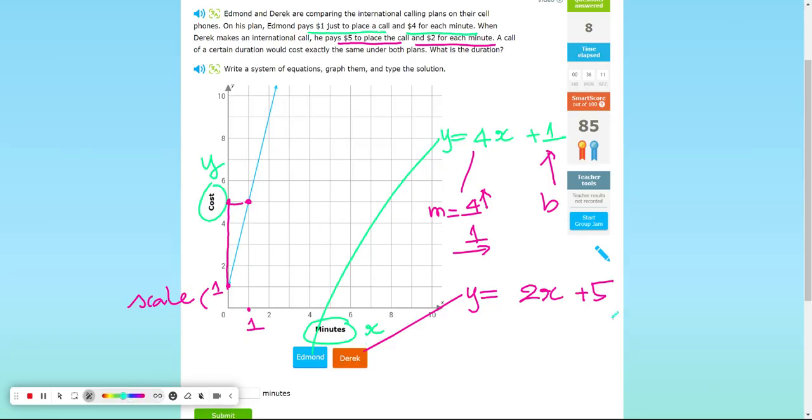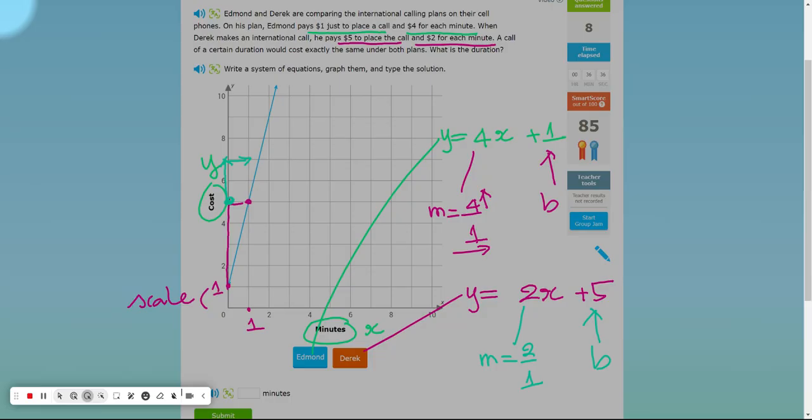I graph the b, which is equal to 5. Let's go find number 5 right there. Now I use the slope m equals 2, which is 2 over 1. So up 2, and then right 1. Okay, right there. Let me get my tool. Here we go. Let's do fancy. Start with number 5 right there, up 2, right 1.